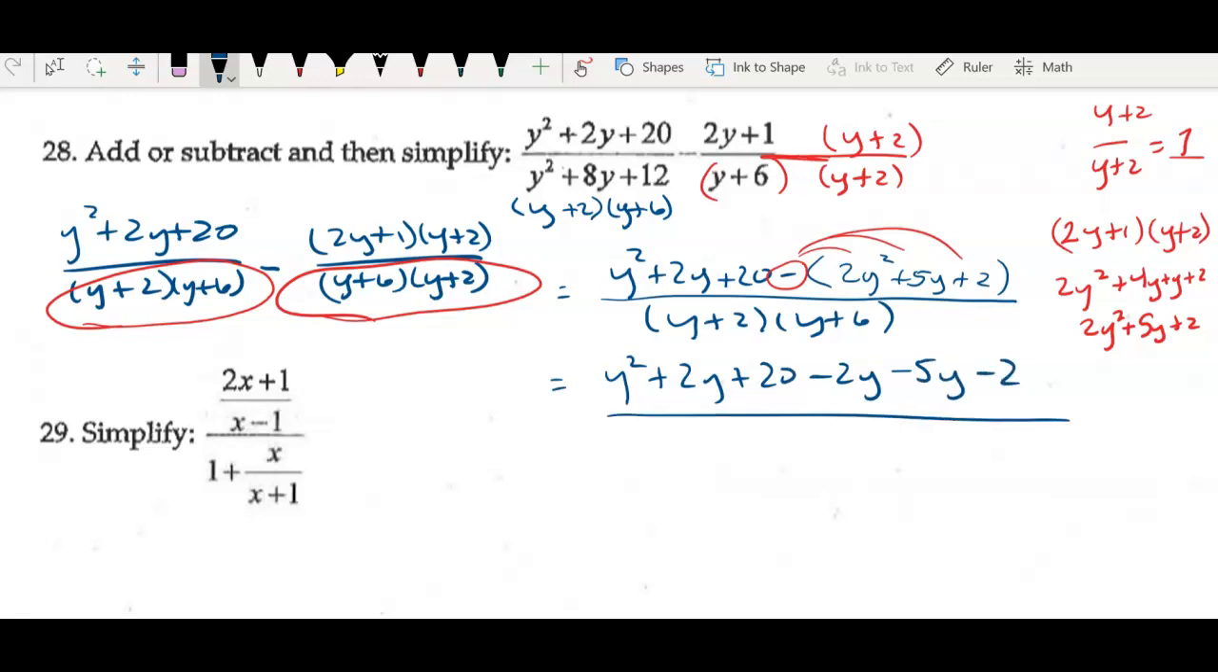Okay, all over. And now I'm going to clean it up some more. Oh, that gives me that y squared, negative y squared. Sorry about that. Y squared minus 2y squared is negative y squared. 2y minus 5y is minus 3y plus 18.